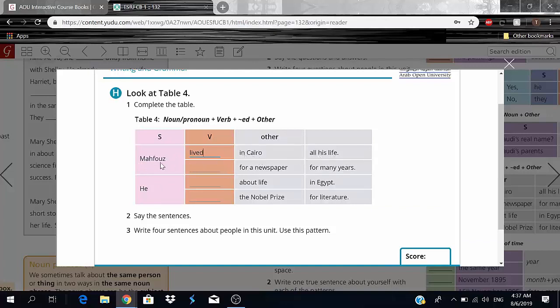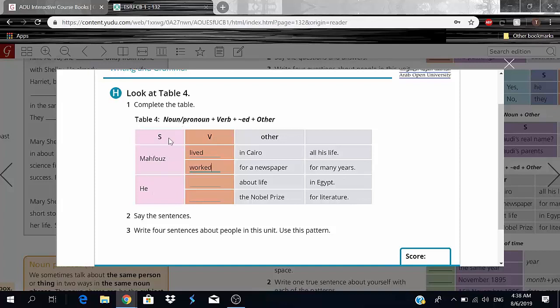All right. Now let's go with one more. Mahfouz dash for a newspaper for many years. Based on what we listened to in the previous lessons, we know that Mahfouz worked for a newspaper for many years. Getting rid of that ed, this is work, just a simple present tense verb. Okay? I add ed, now it's past tense. You see what I'm doing? Mahfouz worked for a newspaper for many years.